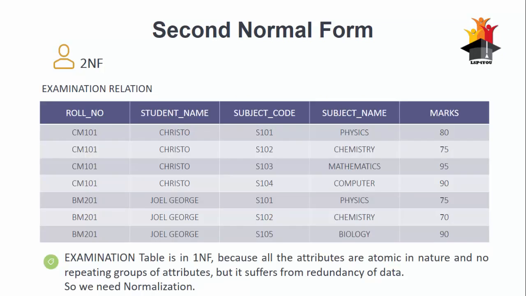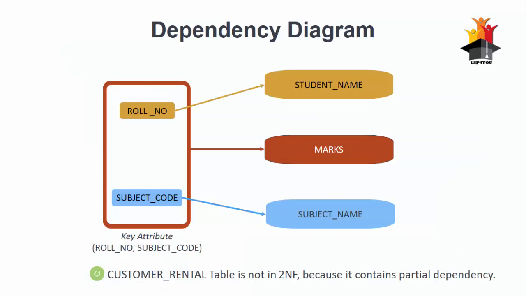Now we can consider one of our previous examples, the examination relation. The table contains roll number, student name, subject code, subject name, and marks. This table is in 1NF because all the attributes are atomic in nature and there is no repeating group of attributes, but it suffers from redundancy of data. So we need normalization because the student name Christo is repeated many times, Joel is repeated many times, the subject physics is repeated many times, chemistry is repeated many times. So we can say that there is some form of redundancy in it. So we need to normalize this.